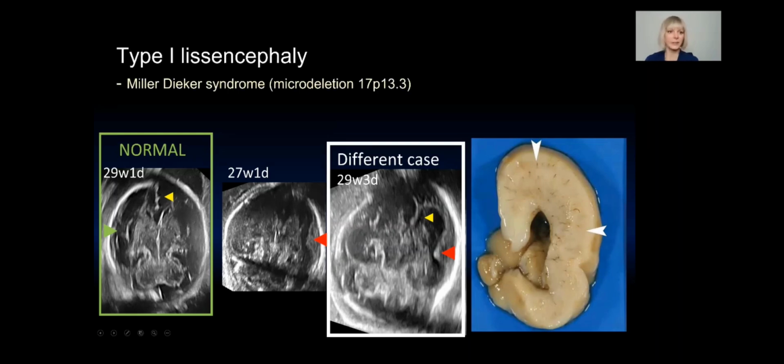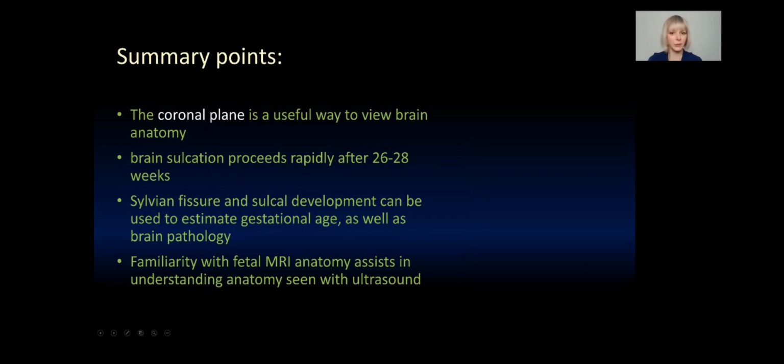This is a case of type 1 lissencephaly. So in conclusion, the coronal plane is a useful way to view brain anatomy. As we've seen, sulcation proceeds very rapidly in the 3rd trimester. Sulcal development can be used to estimate gestational age, as well as brain pathology, and fetal MRI definitely assists us with anatomy seen with ultrasound.